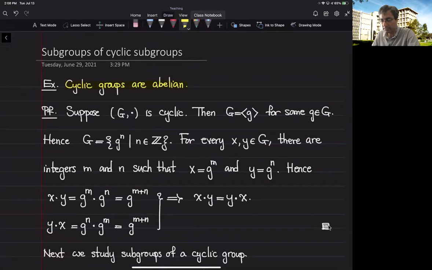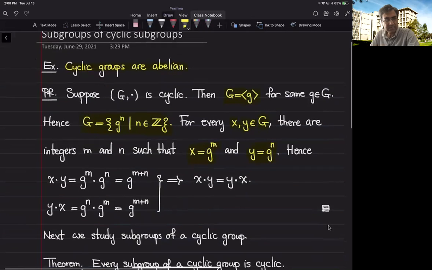So I pick two elements inside the cyclic group generated by g, and I want to show that they commute with each other. If I pick x and y inside this group, we know x is going to be a power of g, and y is going to be a power of g. That we proved earlier. We showed that in a cyclic group generated by g, all the elements are integer powers of g. So x is g to the m, and y is g to the n for some integers m and n.